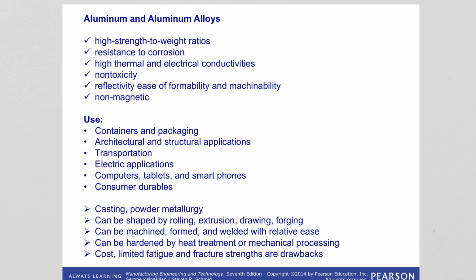So aluminum and aluminum alloys, general properties and uses. General characteristics: they have high strength to weight ratios. That's why they are used in aircraft. Good resistance to corrosion. Think about aluminum foil, you don't see any corrosion on it, right? And high thermal and electrical conductivities, non-toxicity, reflectivity, ease of formability, machinability, and they are non-magnetic.